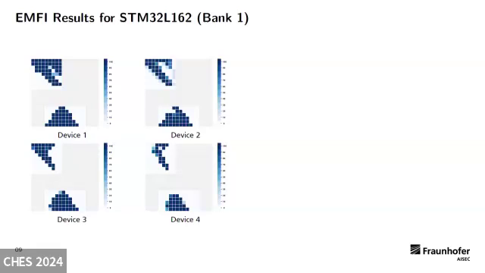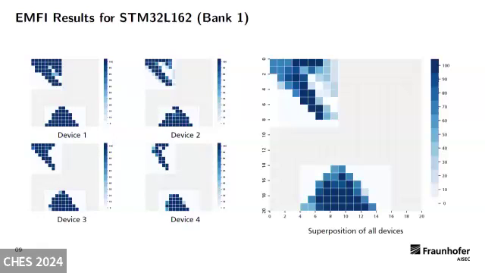When you now take a look at the superposition again, then we can see for bank 1, in the bottom area, we have a large area with a success rate of 100%. In this case, you can place the EMFI coil by hand, so you don't need an XYZ stage for that. You can place it by hand and perform the attack, and you have 100% success rate.